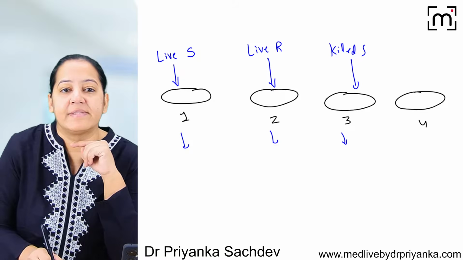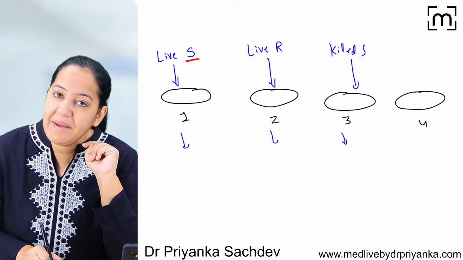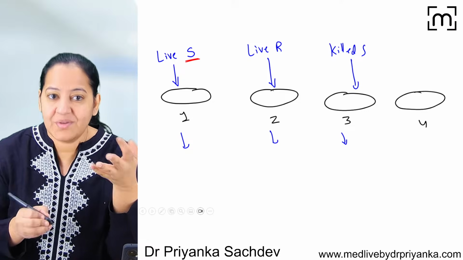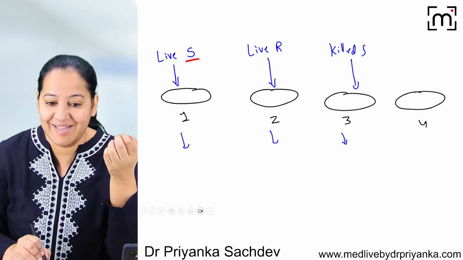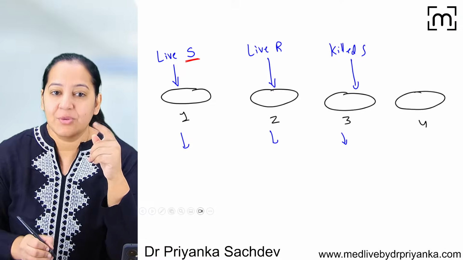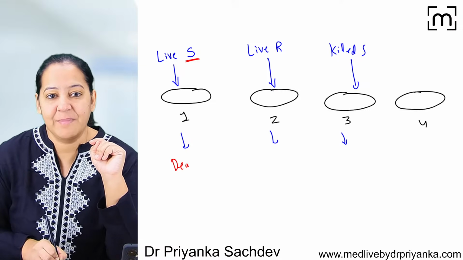You tell me now. What is S? S is smooth. What do you mean by smooth? This is the capsulated one. So the capsulated one causes disease. They are pathogenic. They are virulent. So yes, this mice will be dead.